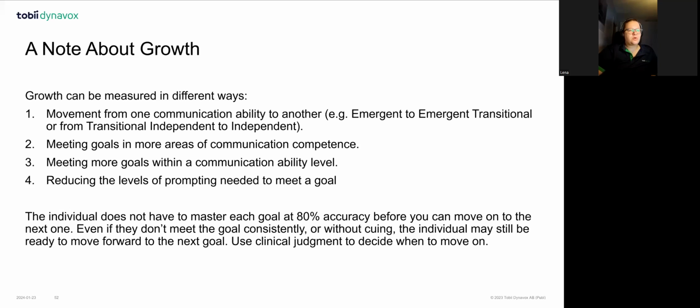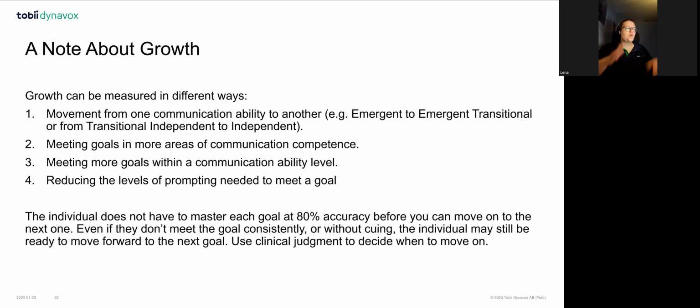Basically, your ultimate goal, your purpose in completing this intervention planning, is to provide a framework of communication strategies which will cover somebody's needs. And the more needs are covered, the closer you are to your goals. And we can measure that growth in a very different way. Somebody does not need to master each goal. Somebody does not have to get 80% on each goal you're working towards.